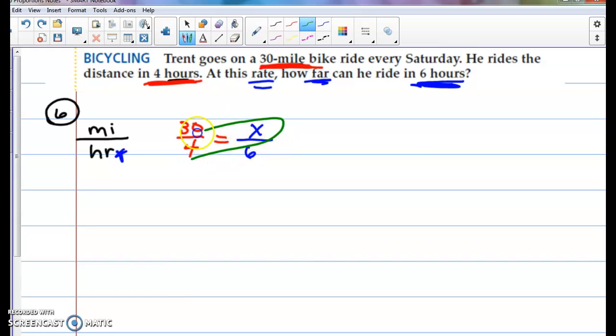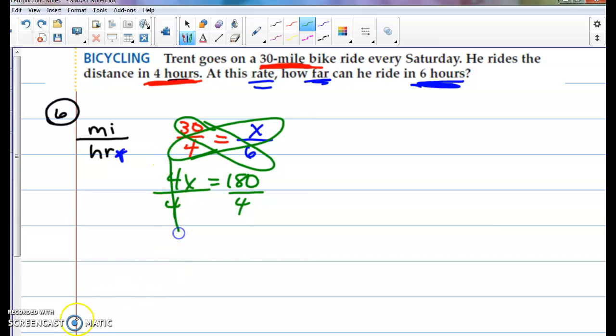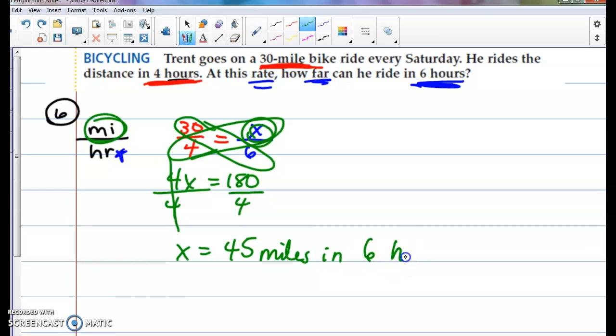So 4 times x is going to give me 4x. 30 times 6 is going to give me 180. Divide both sides by 4. And now x is going to equal 180 divided by 4, which is 45. And now we have to write this out where it's a word problem. So that's going to be 45 miles, because x was on top. We were looking for the distance in miles. So 45 miles in 6 hours. There we go. That's our solution.